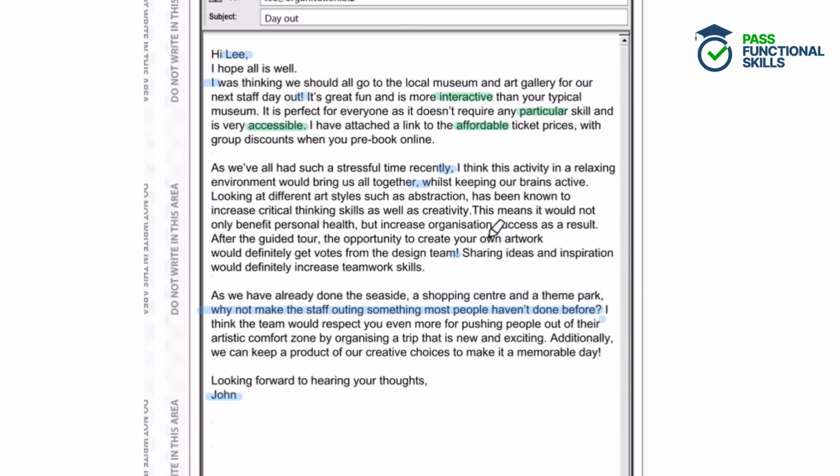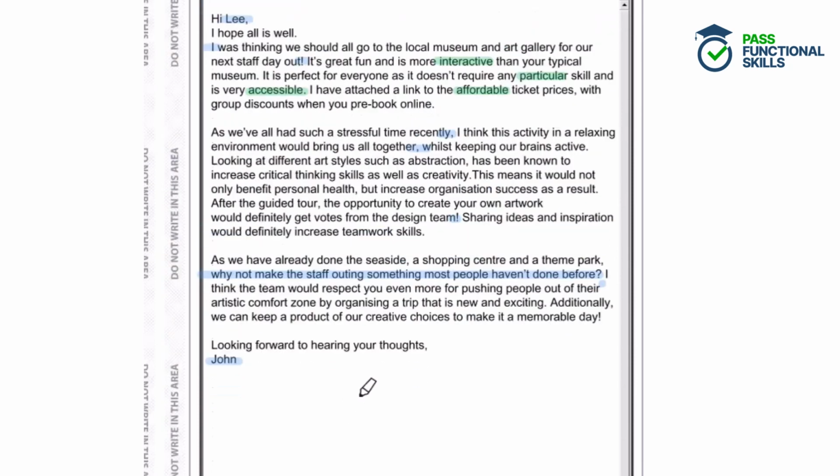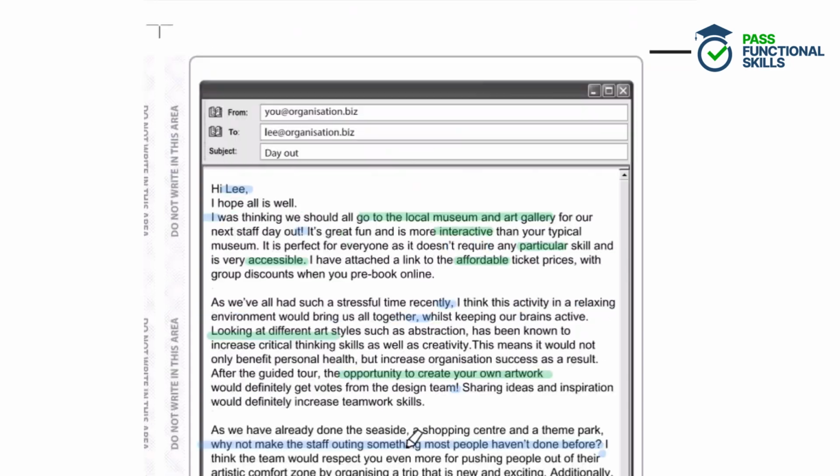So the detail that you include needs to be appropriate and address the points in the question. So this answer addresses all of the bullet points that have been given here. So we've given our ideas for a day out and explained why these would work well. So the idea for a day out is to go to the local museum and art gallery, and then they've gone into a bit more detail about what they can do there, looking at different art styles, for example, and also having the opportunity to create their own artwork.